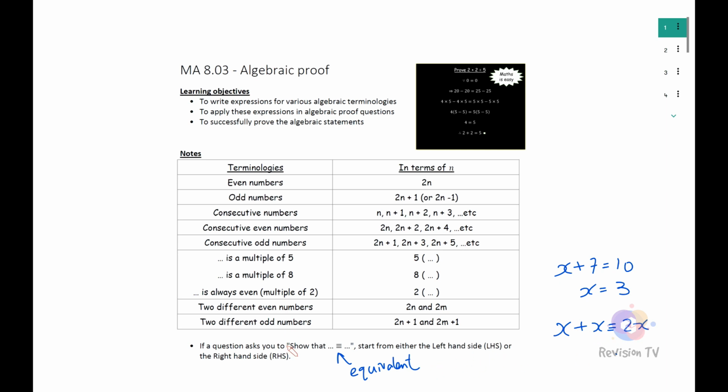The main thing here is if it's a show-that question with equivalent, you will have to start from either the left hand side or the right hand side. We'll go through the first example of this type of question. First example: show that (x plus 5) squared minus 7 is equivalent to x squared plus 10x plus 18. These types of questions usually are not difficult because they're quite straightforward. They tell you what to do: you have to start from the left hand side or the right hand side. On the right hand side, there's not much we can do. So we're going to start with the left hand side because there we see a bracket and a squared, so we expand the bracket.